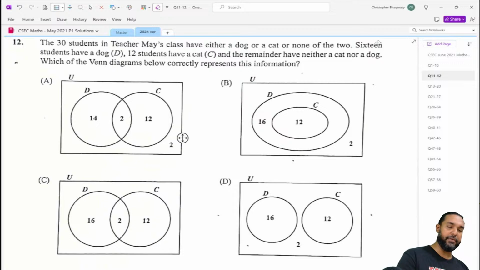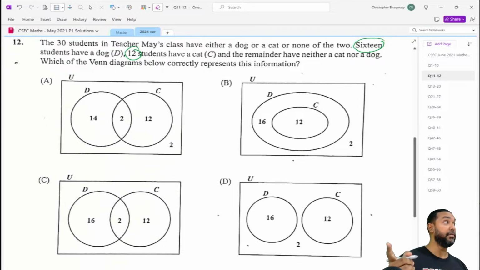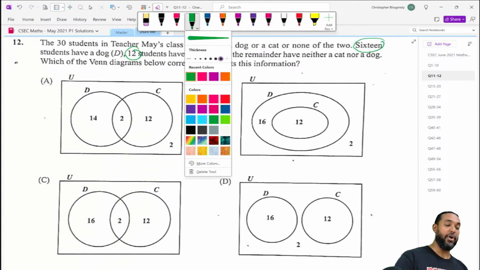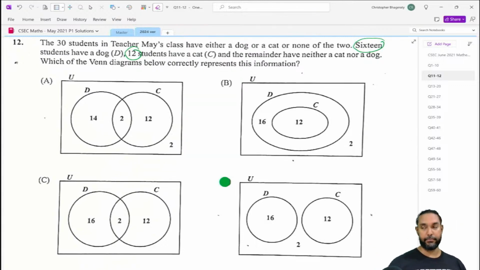Interestingly enough, if you notice, they use the word here, but they use the number here. So please read carefully. All right. So yeah, so 16 and 12 is how much? 28. And if there are 30 students in the class, the difference between 30 and 28 is 2. And those are people who have neither a dog nor a cat.